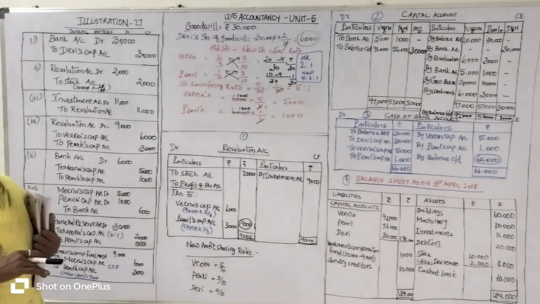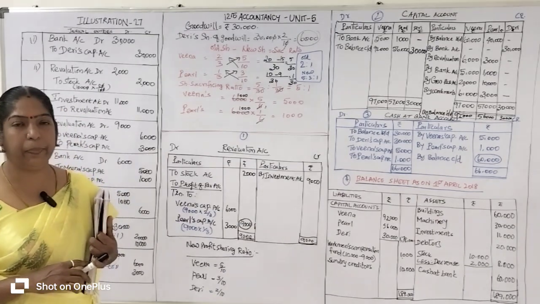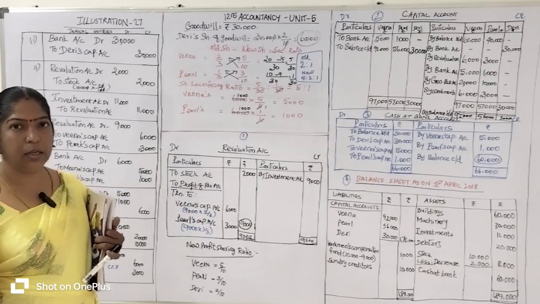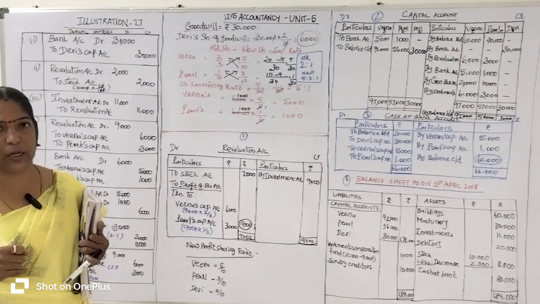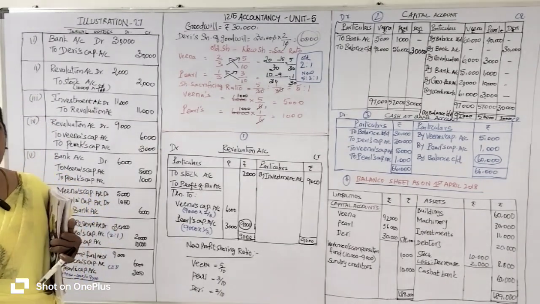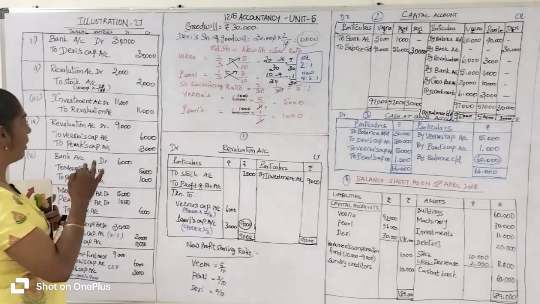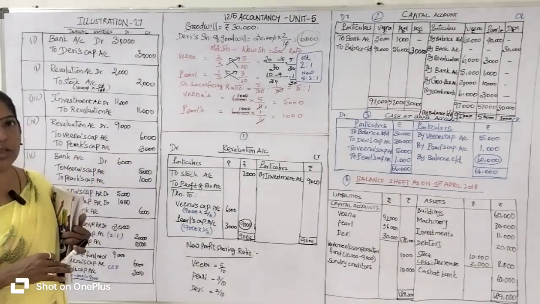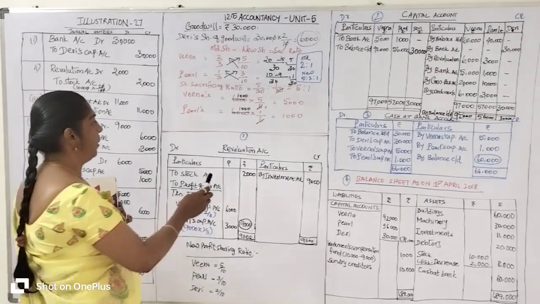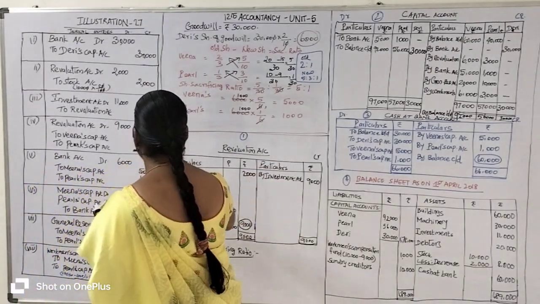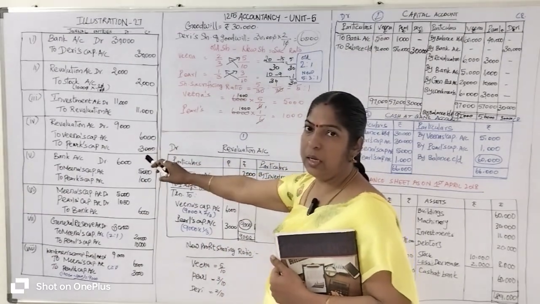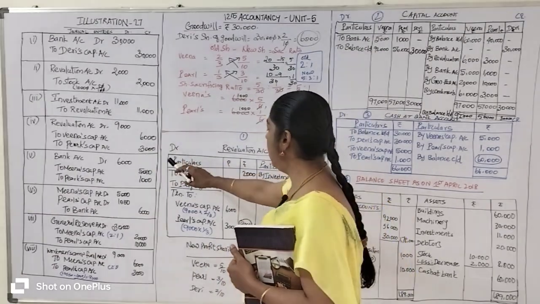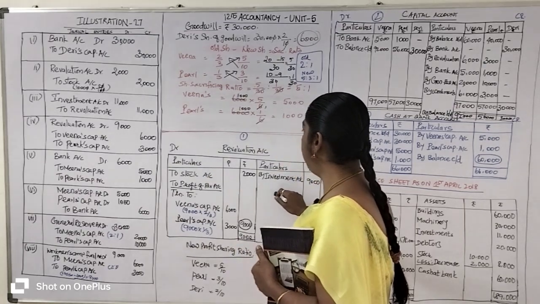From this journal entry, we need to prepare the revaluation account, capital account and cash at bank account as a ledger. Okay, three accounts we need to prepare from the journal entry into the ledger. First, we are going to prepare the revaluation account from the journal. What are the transactions related to the revaluation account in the journal entry? We are going to enter them into the revaluation account.